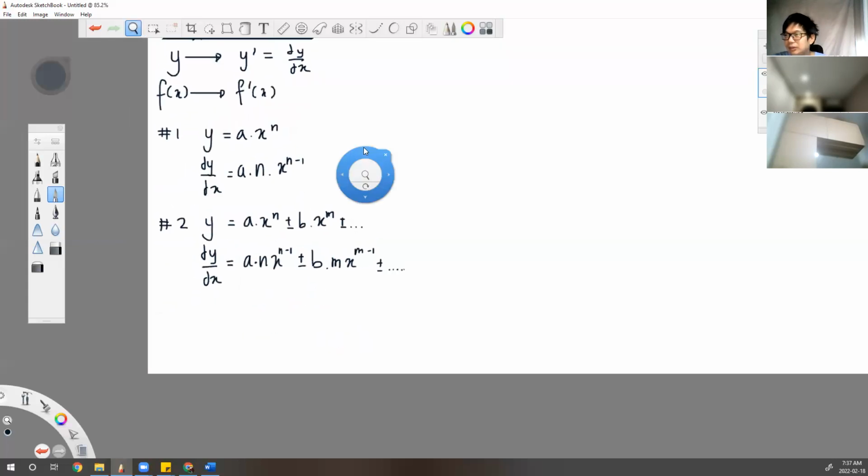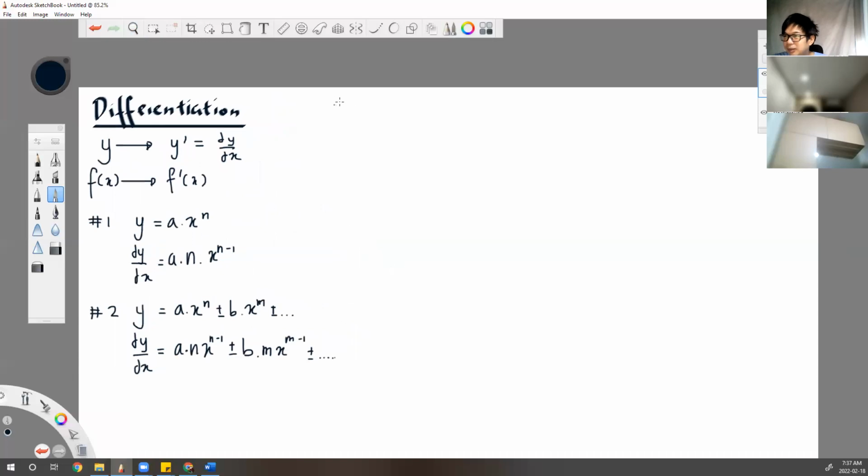Okay, now let's go to rule number 3. The multiplication rule. If I have y equals a function times the other function, then y accent equals u accent v plus u v accent. Accent means the derivative of a certain function: u accent is the derivative of the first function, and v accent is the derivative of the second function.